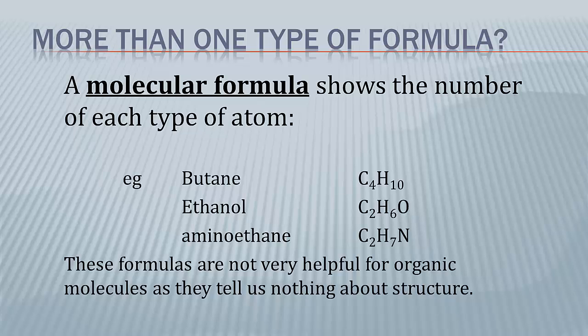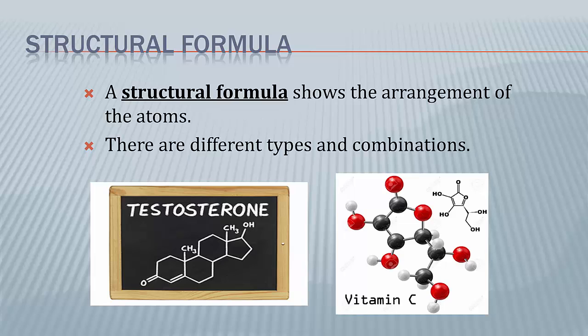These types of formulas are very common for inorganic compounds like sodium chloride or magnesium sulfate, but they're not very helpful for organic molecules as they tell us nothing about the structure of the molecule and the way that those atoms are bonded together. And so for this, we need a structural formula. A structural formula shows the arrangement of atoms within the molecule. There are many different types and combinations, and here are a couple of common examples of large compounds present in our world. These are both structural representations of the molecule.